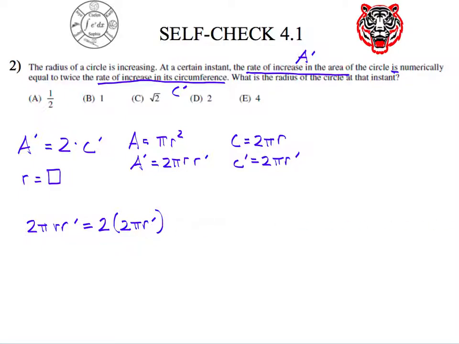Alright, and then you'll notice here that we have a 2 pi r prime, a 2 pi, and an r prime. So those will get canceled out. So we'll say that goes away, those go away, and you're left with r is equal to 2. And there it is. D is the answer. And we don't have units here, so don't worry about that, it's just multiple choice.